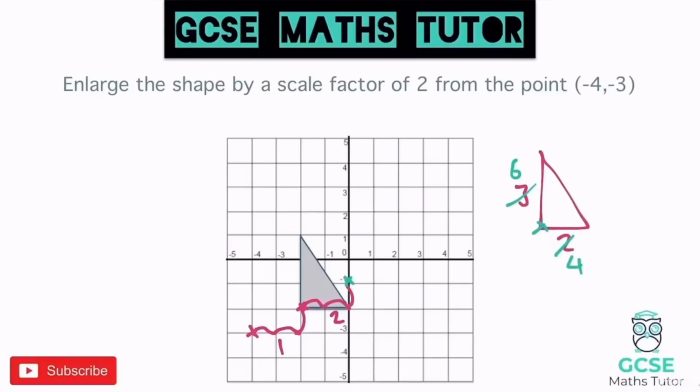So we'll just need to go 4 across, 1, 2, 3, 4, and 6 up, 1, 2, 3, 4, 5, 6. And then join it all up, nice and neat with a pencil and a ruler, and there it is, enlarged by a scale factor of 2.